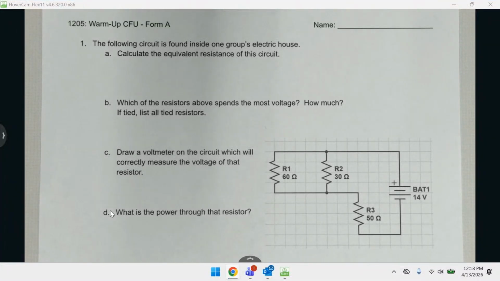This is Form A from the warm-up quiz that you took, the little FRQ quiz that you took after your multiple choice quiz on Friday. There are 4 forms. I'm going to go through them one at a time, starting with Form A.